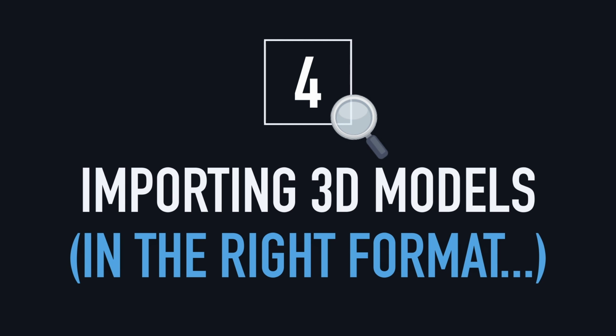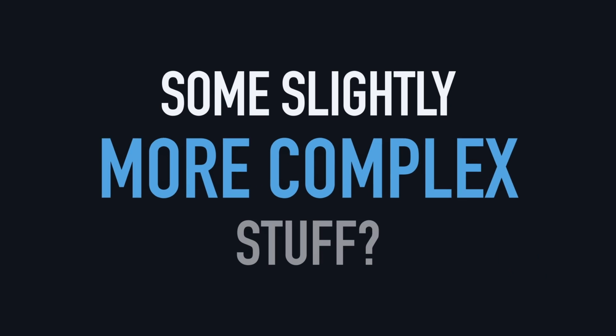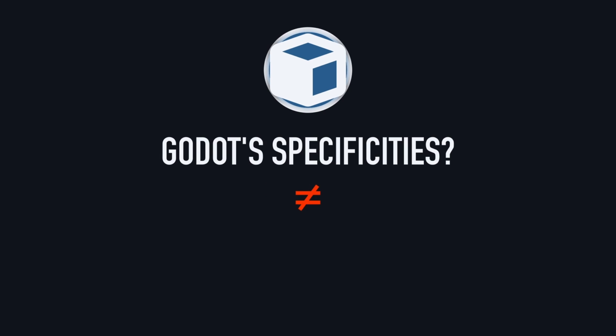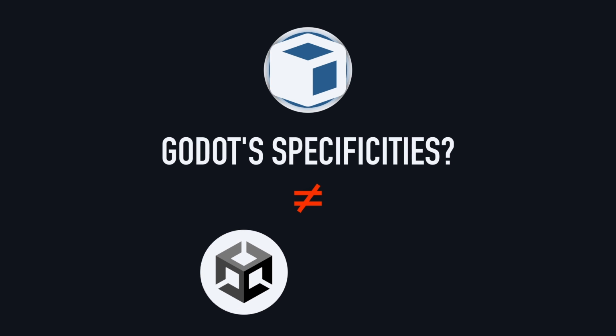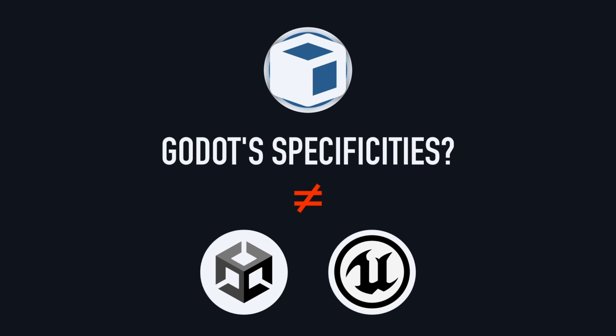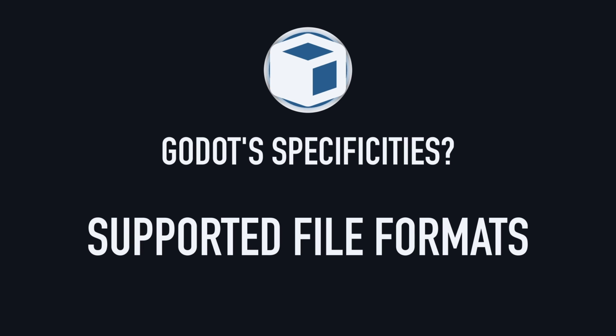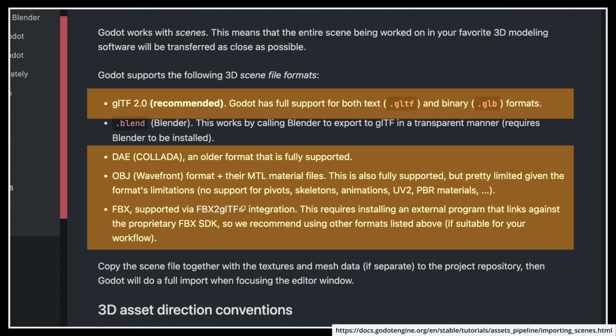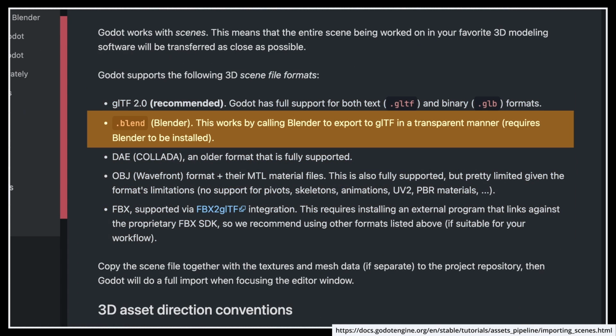Alright, and now time to finally dig into some slightly more complex stuff. Because for 3D models, Godot has some specificities compared to other big game engines like Unity or Unreal Engine, most notably in the file formats that it supports or doesn't support. So if you look at the official doc about importing 3D scenes, which is Godot's way of saying importing a 3D model, you see that it can handle 4 basic formats and 1 native format.